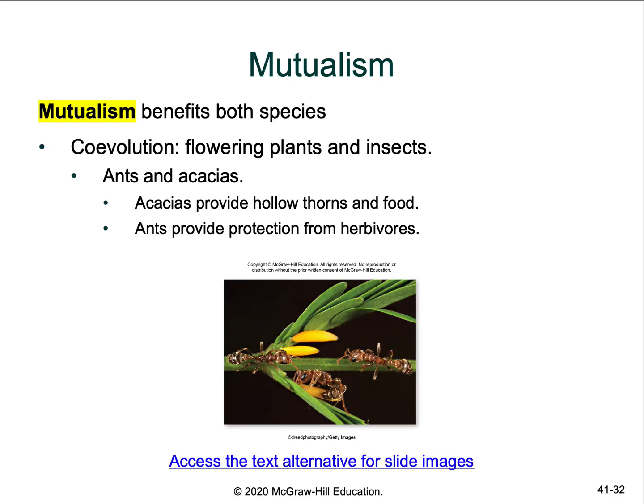Mutualism, we already said, is when both parties benefit. So here the example they give is ants and acacias. The ants are getting food out of the relationship, because the acacias give them the food, and then the ants give protection from the herbivores.